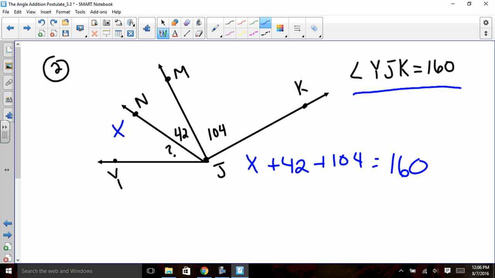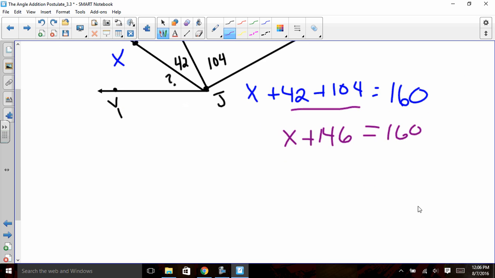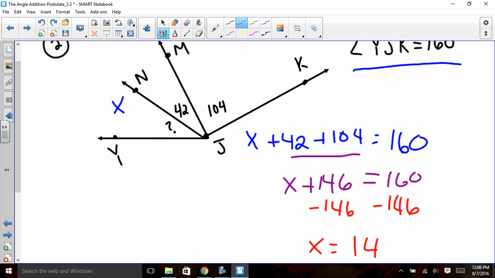So what we're going to do first is go ahead and combine my like terms. 42 plus 104 gives me 146. Next, I'm going to go ahead and do my inverse operations to get my unknown by itself. 160 minus 146 gives me 14. So that unknown angle up here is 14 degrees.